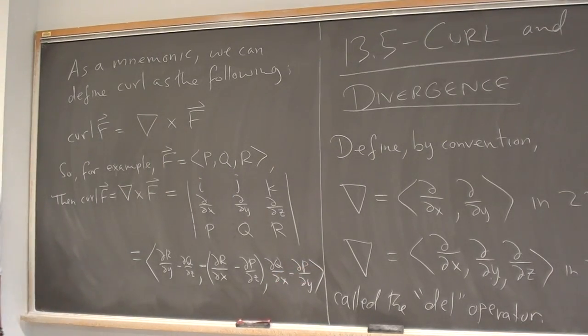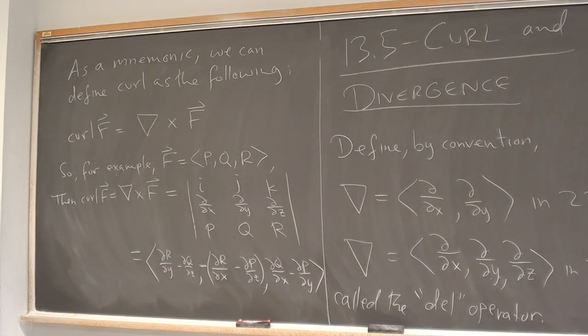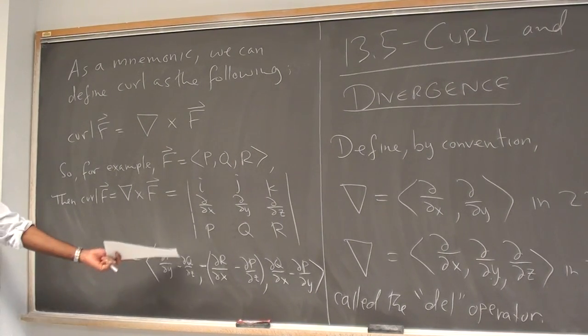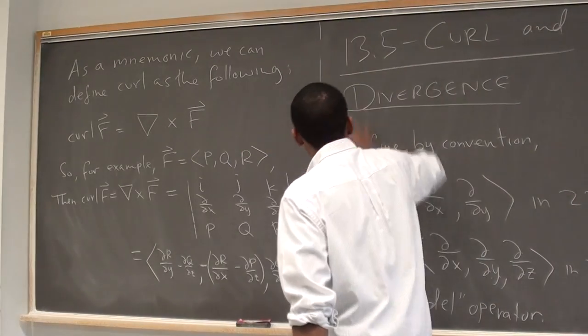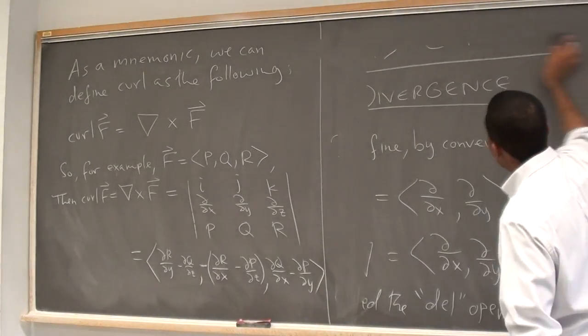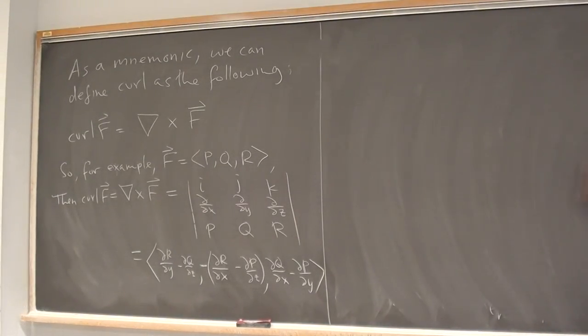Professor, would it matter if you went the other way around, like partial of Q with respect to z minus partial of R with respect to y? It wouldn't be the same; it would just be the negative of the whole thing. No, that's how it's defined. This is the determinant, so we have to go left to right. Okay. So that's how you figure out the curl of something.